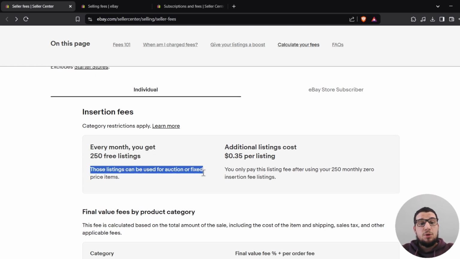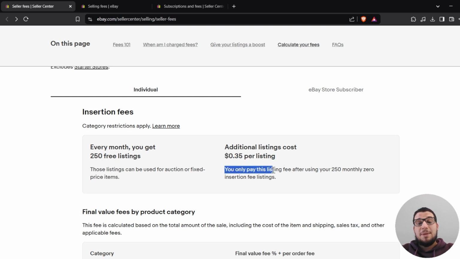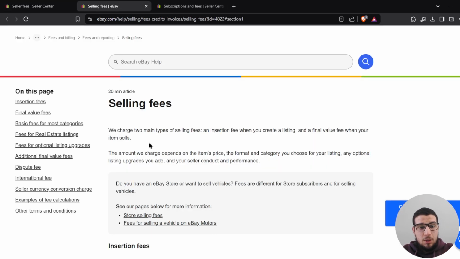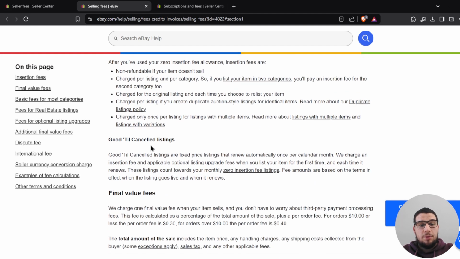Those listings can be used for auction or fixed price items, and additional listing costs. This is the insertion fee, basically 0.35 cents per listing. You only pay this listing fee after using the 250 monthly zero insertion fees, and those reset after every month. So you can do 250 this month, 250 next month without paying any insertion fees. So yeah, let's talk now about the other things.